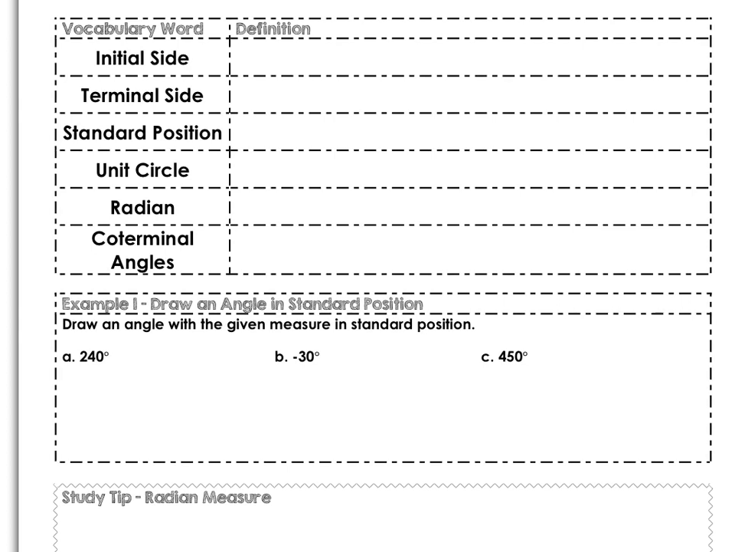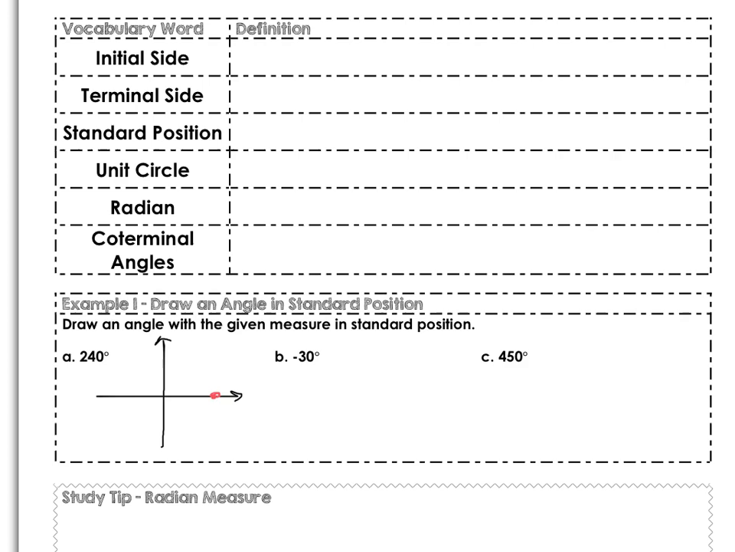In Example 1, we are asked to draw an angle in standard position, and what that means is I just need to show the rotation of an angle here. Whenever I'm drawing the rotation, it's important that I'm always starting on the positive x-axis where y would be 0.